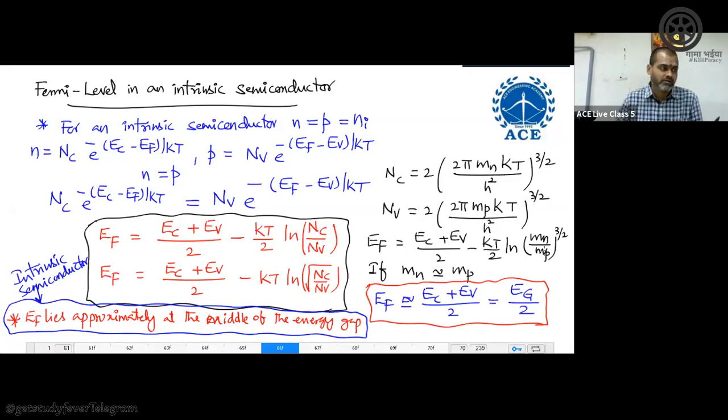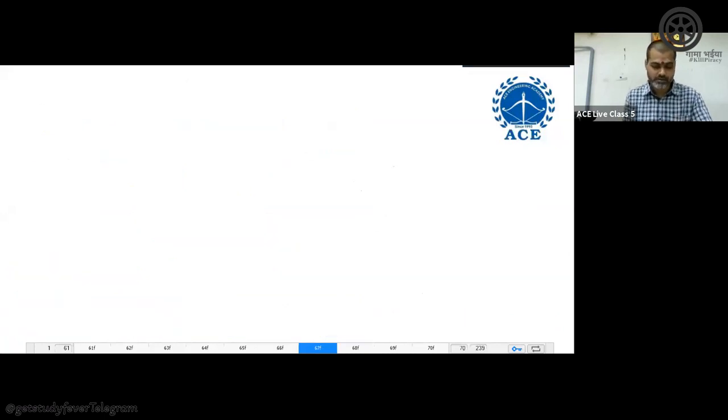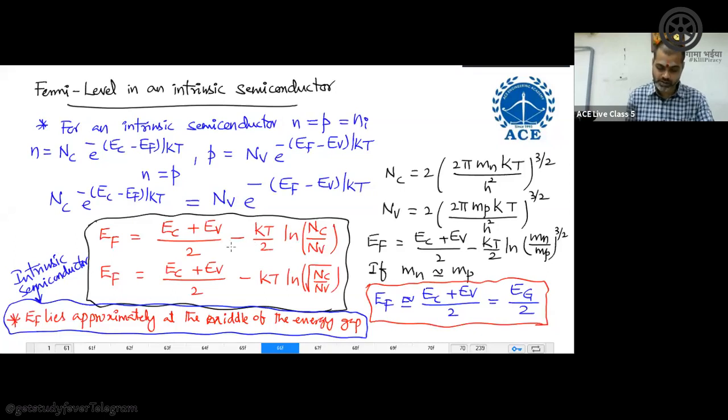Okay, now this we have explained mathematically, but we can also understand it conceptually: it is going to be present at the middle of the energy gap. We'll see how. Before going to that, let us consider this equation, and again try to understand how it varies with respect to temperature. This is also important.